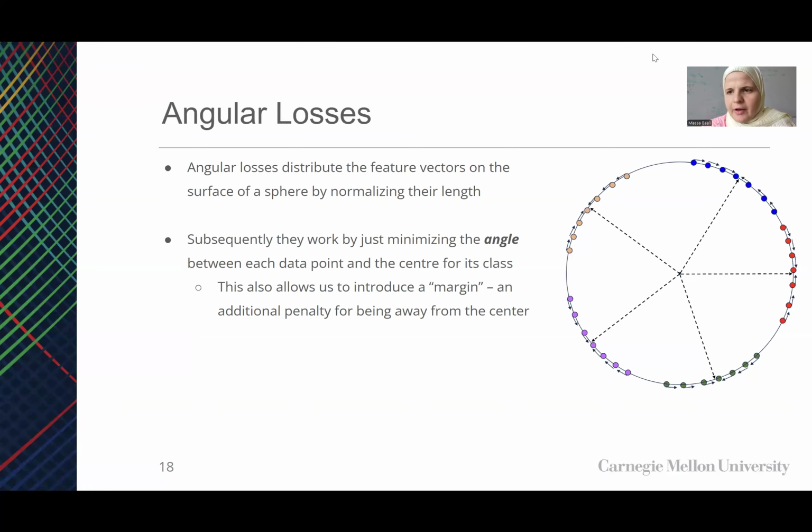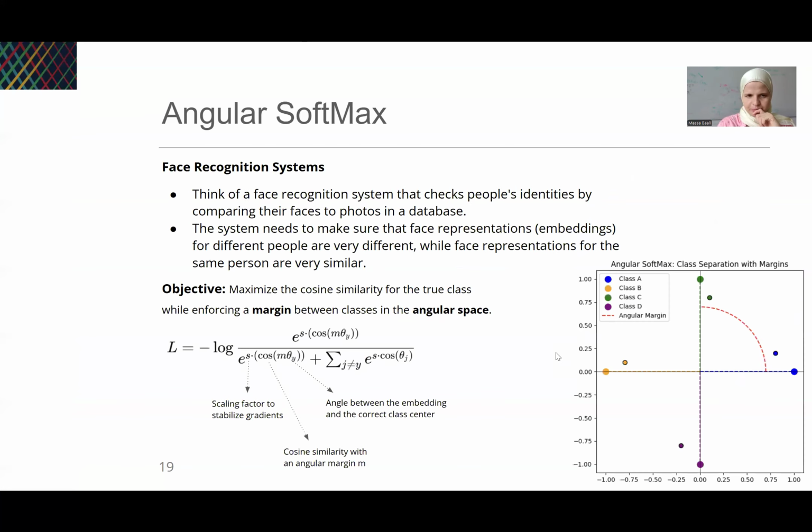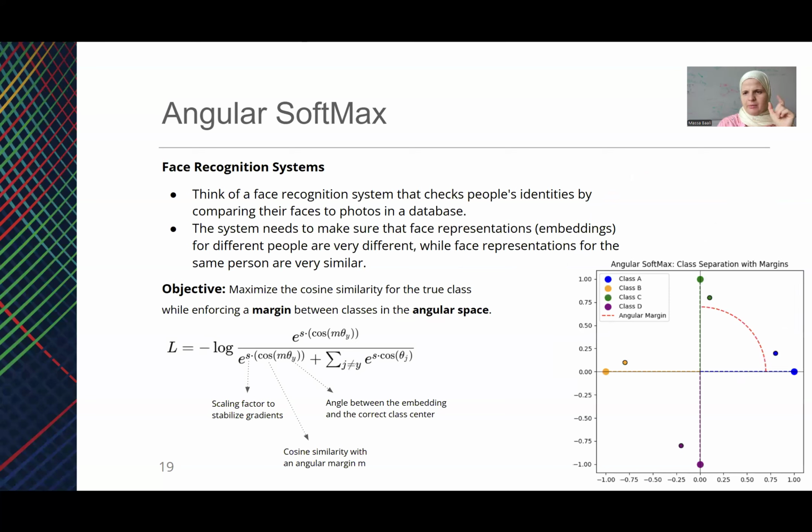After the center loss, we have angular losses. Angular losses distribute the feature vectors on the surface of a sphere by normalizing their length. Subsequently, they work by minimizing the angle between each data point and the center of its class. This allows us to introduce a margin, which is like an additional penalty for being away from the center. From the angular losses, we have the angular softmax.